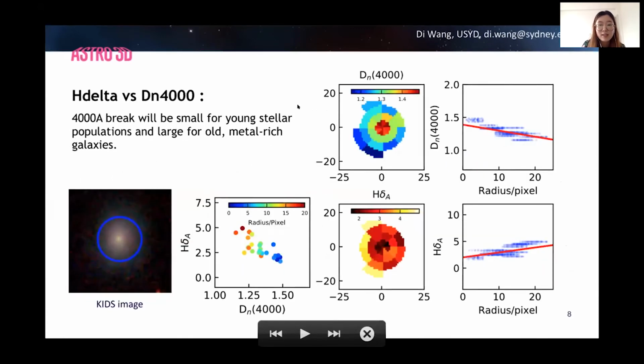To see how fast the quenching happened, we're going to use the DN4000 index and the H delta absorption line equivalent width as indicators of the stellar population. Here I'm showing again an SDSS image with a circle showing the SAMI IFU region, as well as H delta versus DN4000, color coded by the radius in pixels, as well as the DN4000 and H delta maps in sector binning. I'm also showing the DN4000 slope and H delta slope.